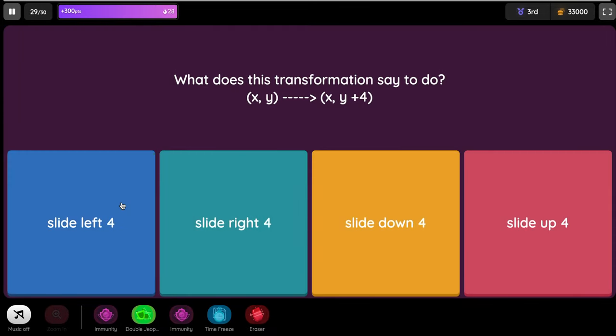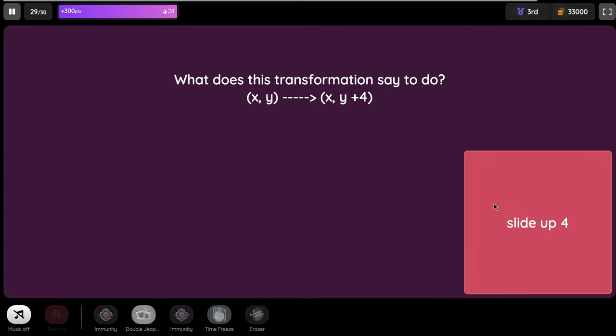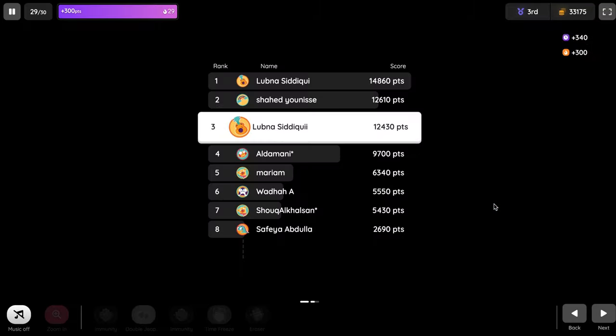What does this transformation say to do? X comma Y goes to X comma Y plus 4. Now keep in mind that the X coordinate in this question is not getting affected, so you have to move up or down, because the Y coordinate is the one getting affected, and you're going on a positive note. So you're going 4 units up, because it says Y, so it means up or down. You go vertically, and then plus 4, which is basically going up, not down, because it's not minus 4. So you go up by 4 because it's a positive 4.